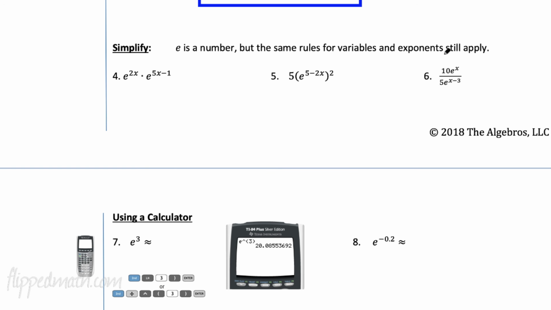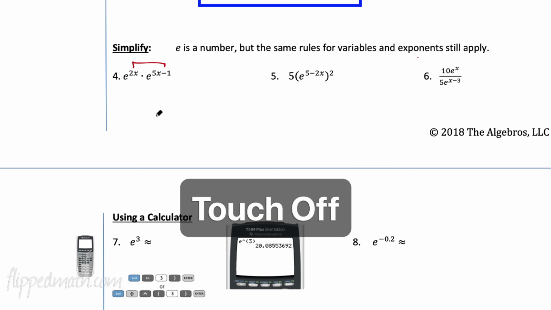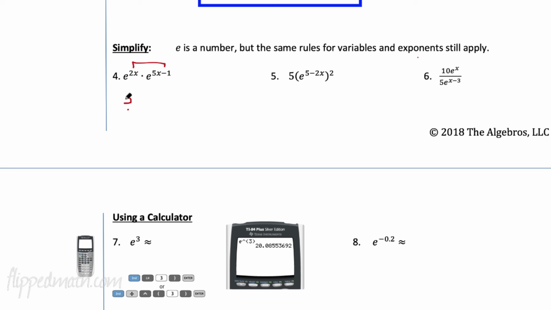It's the same exponent rules that we had before. The rule is, if they're side by side and you have a common base, you can add exponents. So we're just going to add these exponents right now. This is going to become e to the 2x plus this exponent, which is 5x minus 1. So this reduces to e to the 7x minus 1 because we combine like terms. Done. We're just simplifying these.